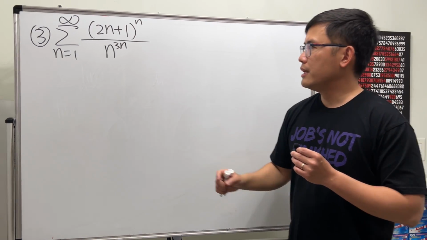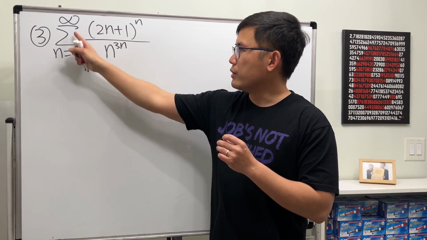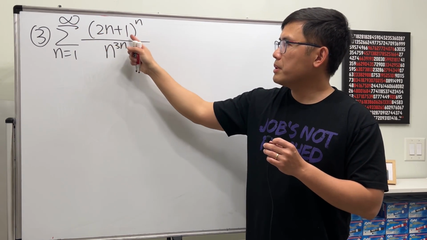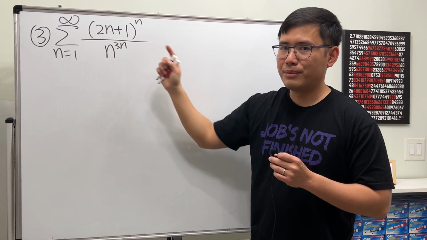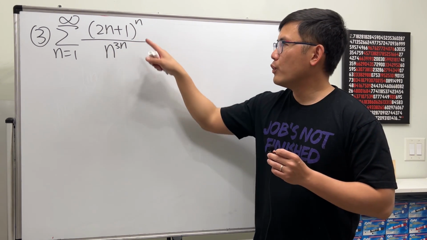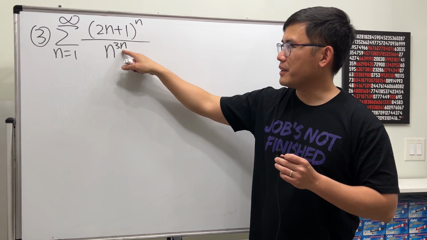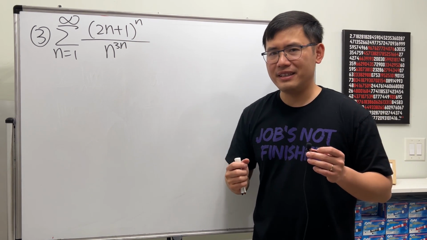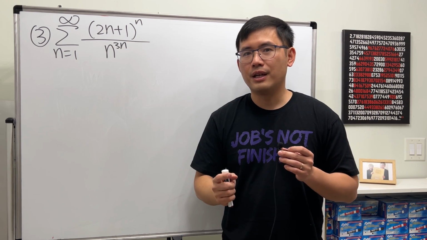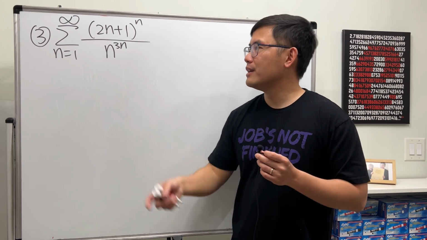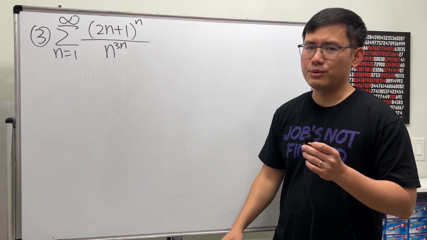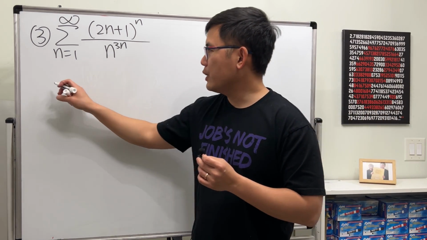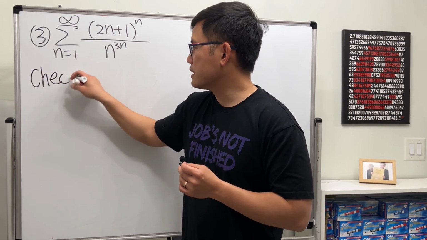Now for number 3, series as n goes from 1 to infinity of 2n plus 1 raised to the nth power over n raised to the 3n power. This time, we have both n in the power here and here. So it would be a better idea to use the root test, because when we take the nth root, they pretty much get cancelled. You can still try the ratio test too, but I will leave that to you guys. So here we go. We are going to use the root test.